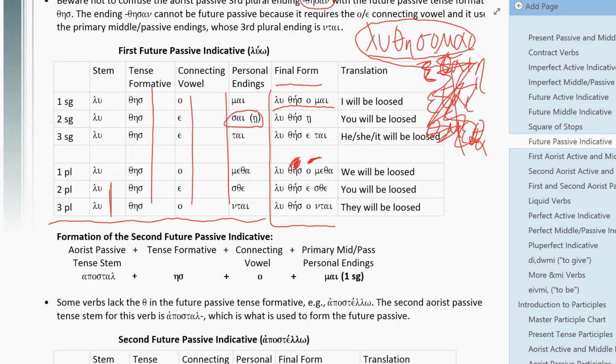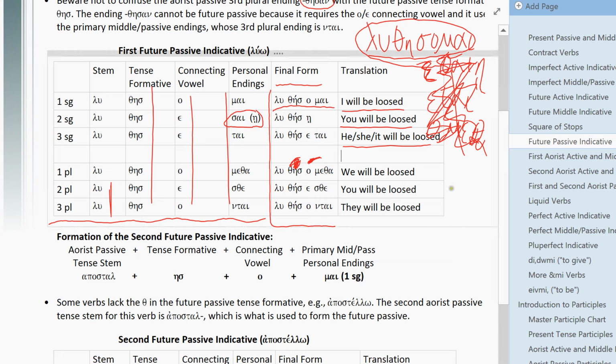Now, for the translation, as I said earlier, I will be loosed, you will be loosed, he, she, it will be loosed. Very straightforward. And that's the first future passive. Now, I didn't say anything about first or second future passive earlier. So what is this all about? You could just call the second future passive the irregular future passive, but I'm calling them the first and the second. The only difference is that in the second future passive, there is no theta.